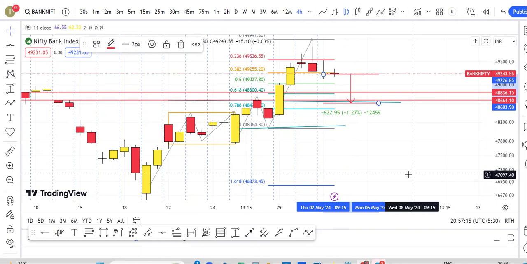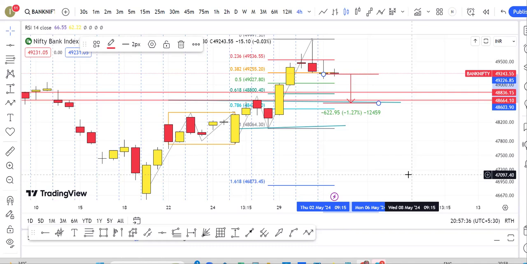When it is gapping down, you can anticipate this much fall in the premium of any call option or put option. Put option you cannot take because if it gaps down, you cannot enter into the put option. You have to wait patiently for the market to settle.